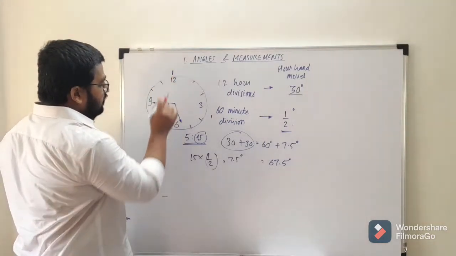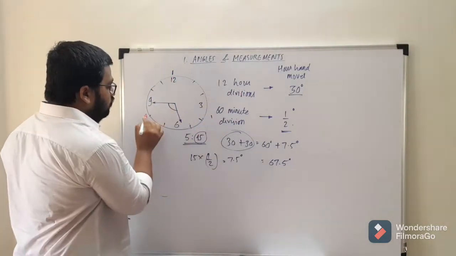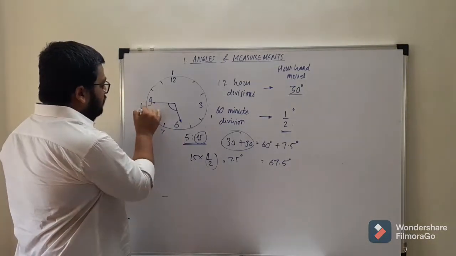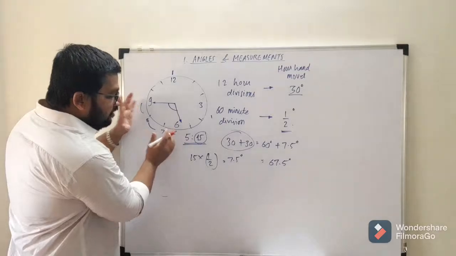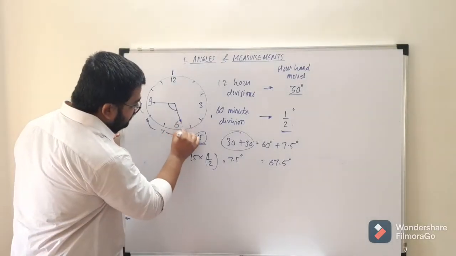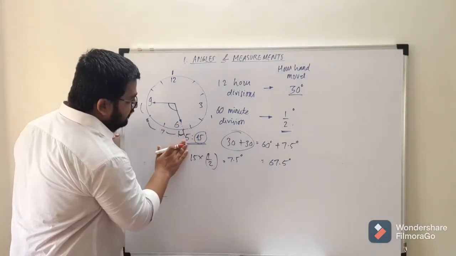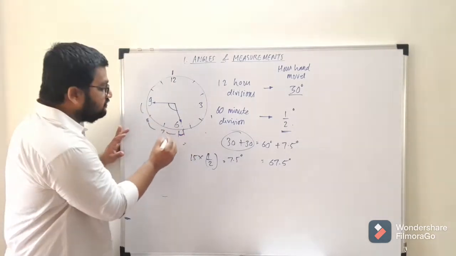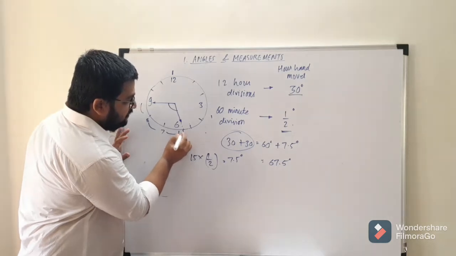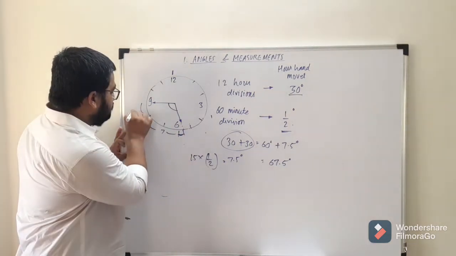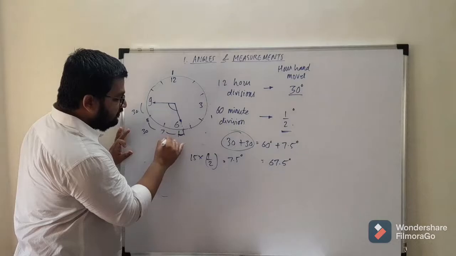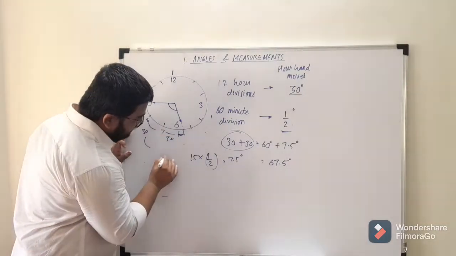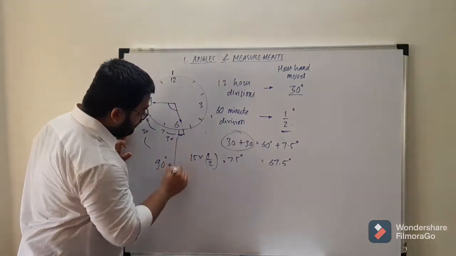Now what will we do? Again we will first measure the hour divisions. How many are complete? 1, 2. Suppose this is 7, 8. So 1, 2 and 3. Three complete divisions, plus this extra part. Just look at this: 3 complete divisions, and this is the extra part we have to calculate. So this is 30 plus 30 plus 30, that is, the hour hand movement is already 90 degrees, plus this part we have to calculate.